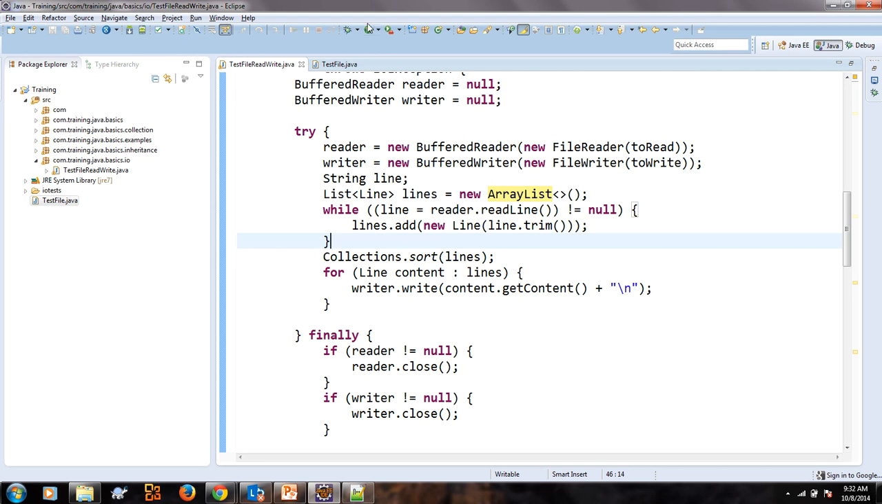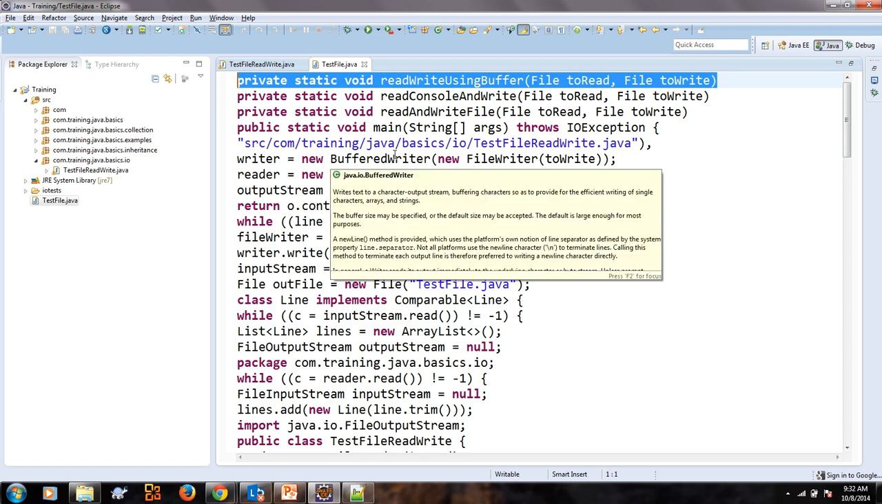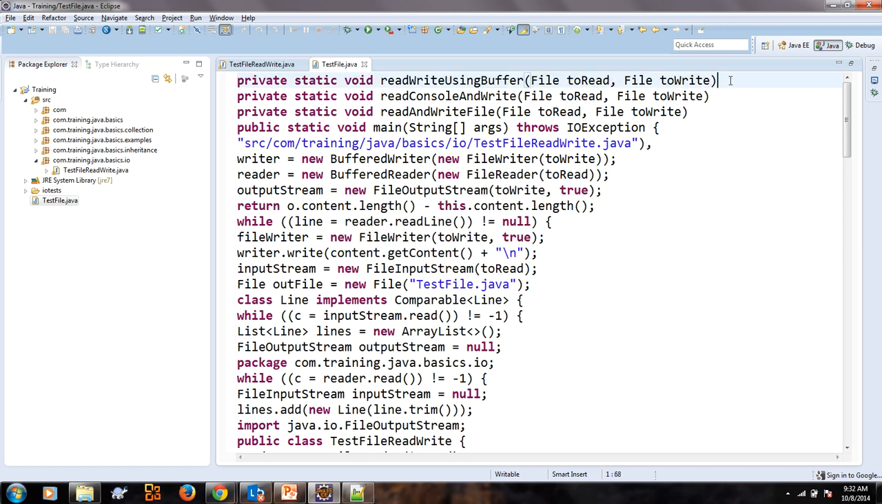So let's run it and see the content. Yeah, so this is what we are expecting here. So the top line is the one with the maximum length. Okay, so the length of this line is say 67, because 68 is the next character.